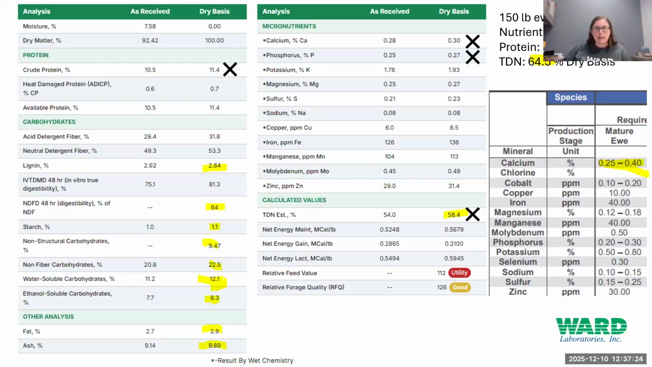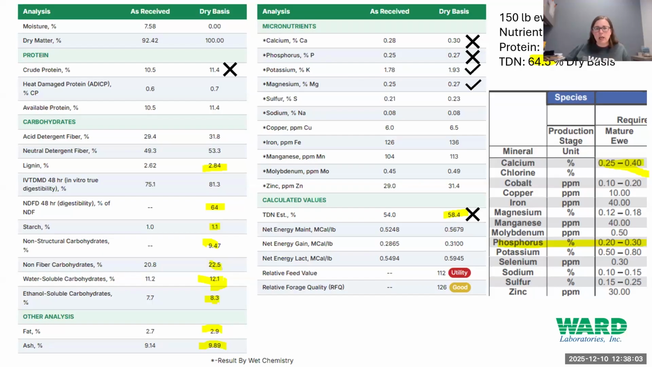Now phosphorus, 0.27. We look at this table here. Again, that's 0.3, so we're just shy on phosphorus. When we're looking at calcium and phosphorus, we also want to think about the cal-phos ratio, keeping that between 1 and 2. Potassium, 1.93. Our potassium upper range is 0.8, so that did meet requirements. Magnesium, 0.2. The upper range that we want to see for magnesium is 0.18.